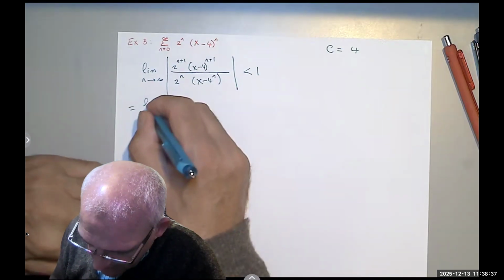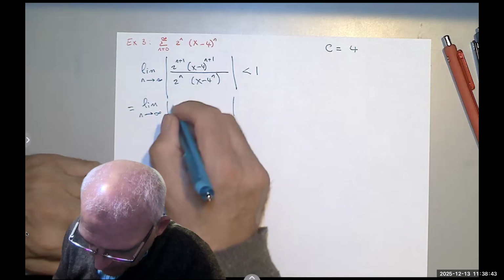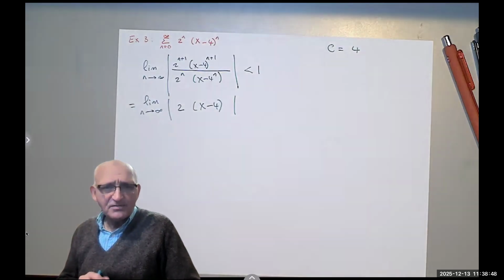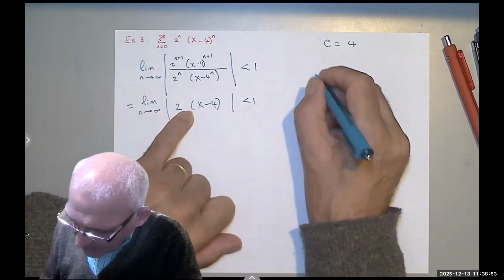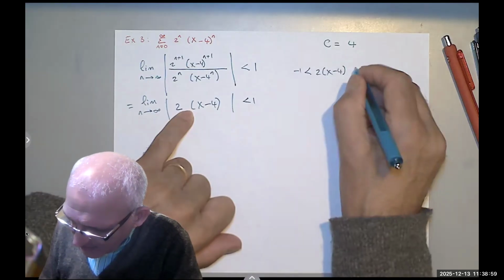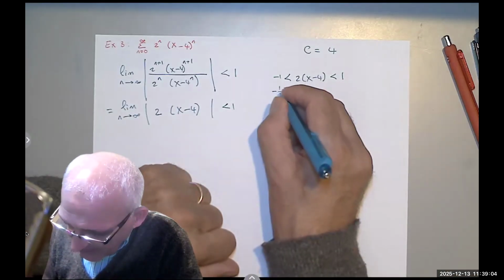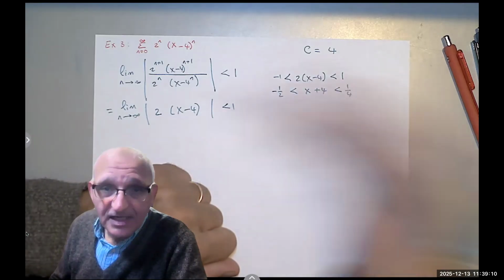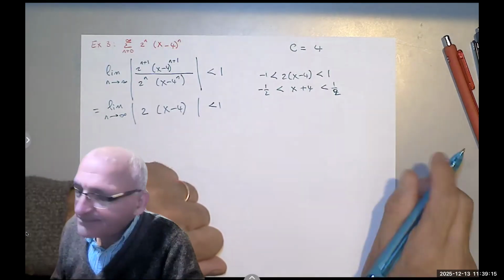This would be the limit as n approaches infinity of the absolute value of 2 times (x minus 4). Very simple, right? And I want this to be less than 1, which means I want 2 times (x minus 4) to be greater than negative 1, less than 1. Okay, I divide by 2, so I get -1/2 is less than x minus 4 is less than 1/2.